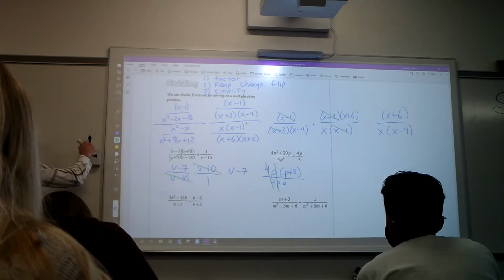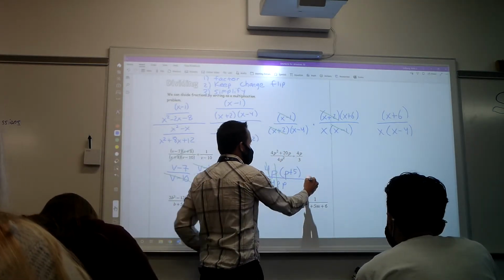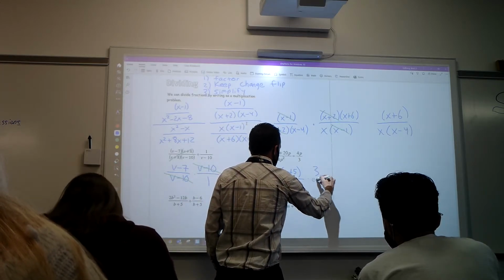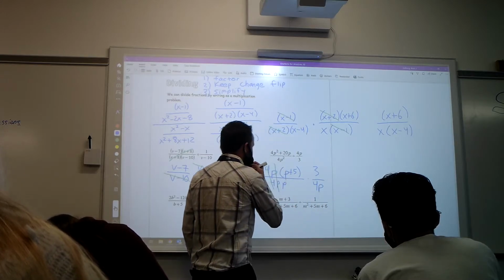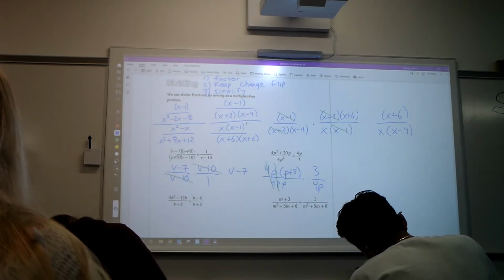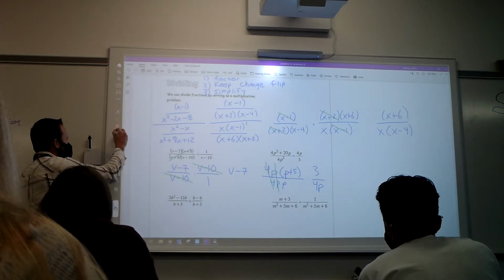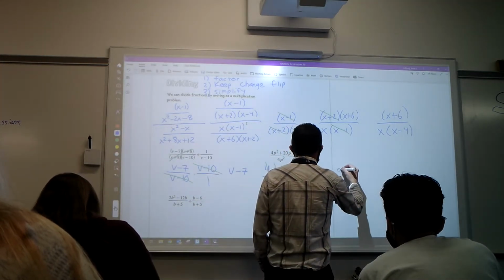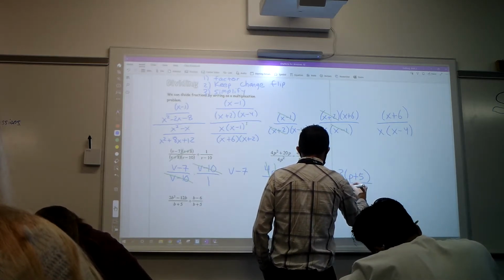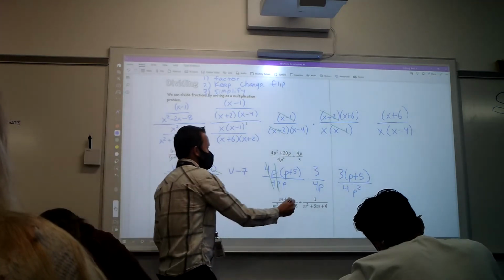Okay, now keep, change, flip. Let's just keep going with this. So now I can't do any simplifying here, so I'm going to change that divide to multiply, and then flip it over so it's 3 over 4p, like that. Since I already simplified before, is there anything I can do right now? Nope. So we're just going to write this out. This is 3 times p plus 5. And then in the bottom, we add a 4 and then p squared. So I'm going to write that.